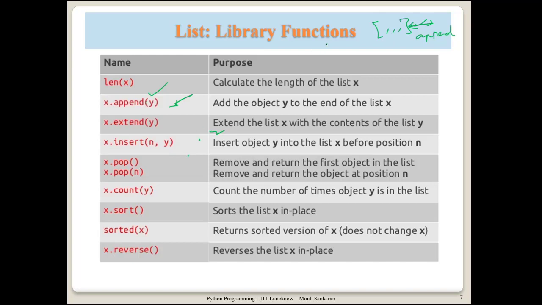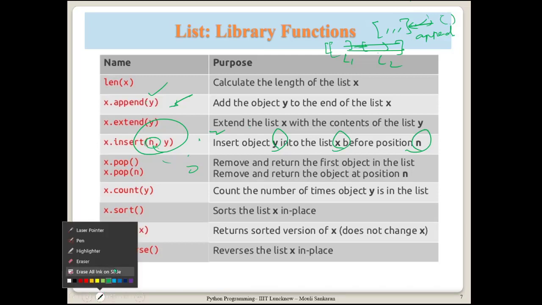Extend: if you are adding two lists, append means you are adding an item into this. If you are extending the list, this is L1, this is L2, you are just connecting them into one individual list of items. Whatever is there in L2 is copied into this, and then a bigger list is made. Insert n comma y inserts an object y into the list x before the position n. You insert it, because remember, these are ordered data items.